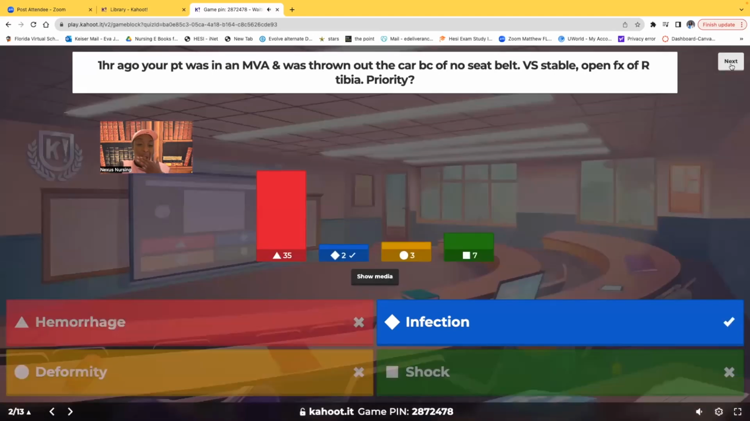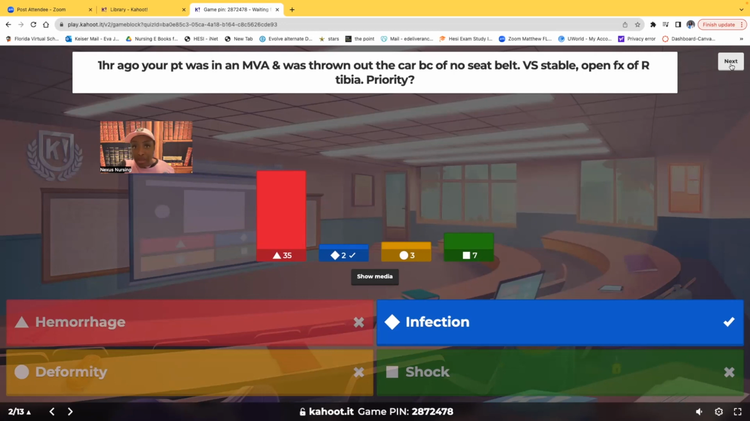Wow. Only 2 people chose infection. So I'm so happy you guys did this because that's giving me an opportunity to talk about this. And I get where you're coming from because there's been a fracture. We're going to be concerned about hemorrhage, yes, but let's go back to the situation where this patient wasn't wearing the seatbelt. Vital signs are what? Stable.